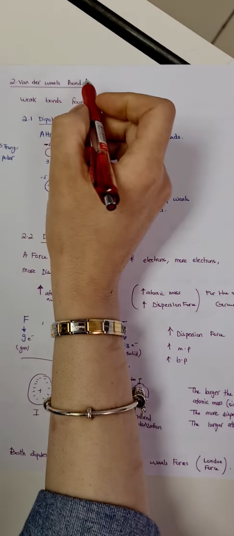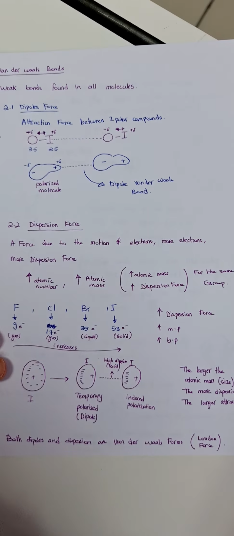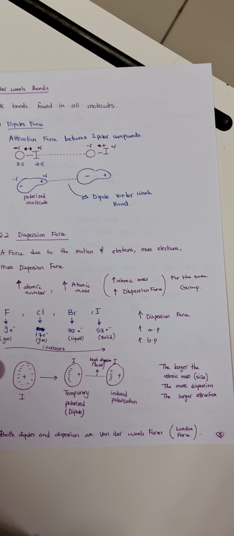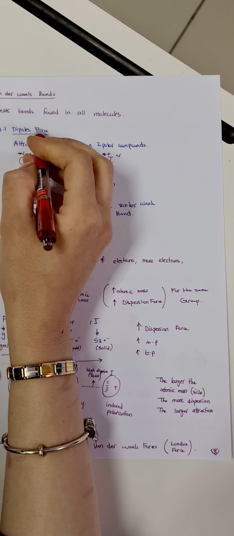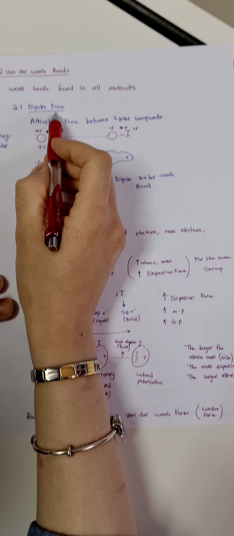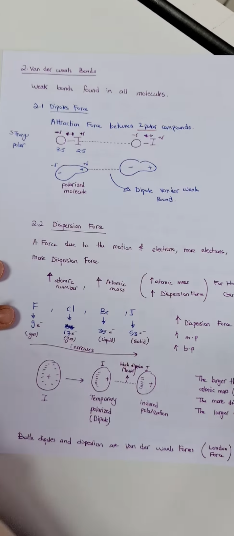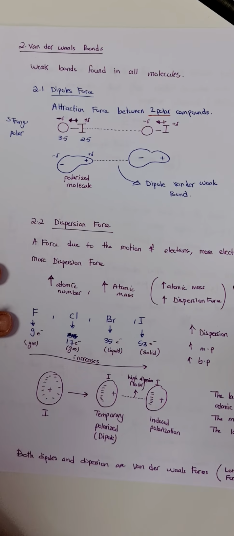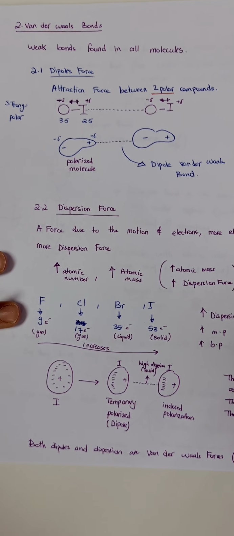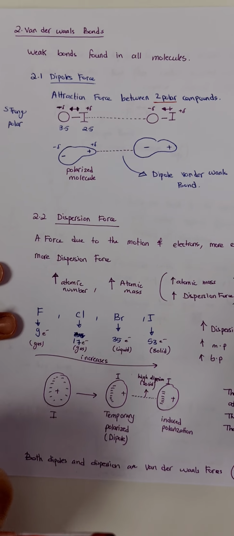Now, the van der Waals bonds. The van der Waals bonds are actually bonds that we find in all types of molecules, and they are weak. We have two main types of van der Waals bonds. We have the dipoles and the dispersion. The dipole forces are attraction between two polar compounds or two polar molecules. So I'm not talking about the molecule itself. The molecule is already polar, but I'm talking about two molecules, because you know I can't make only one molecule.